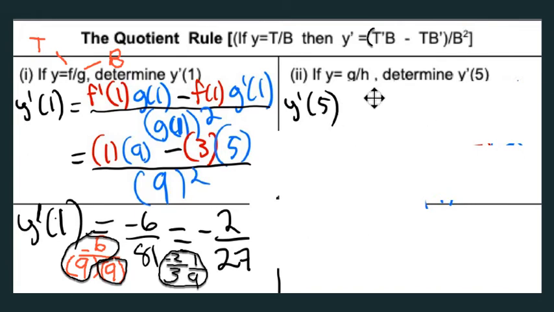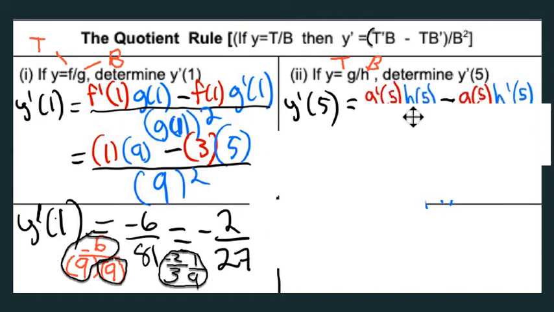So we're going to do another one now. We're going to do g divided by h. Remember, g is the values you get out of the table, and h you get off that graph. So h is the bottom. And we want to get the tangent slope when x equals 5. So here we go.